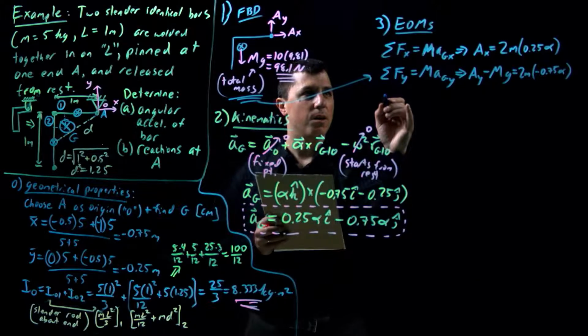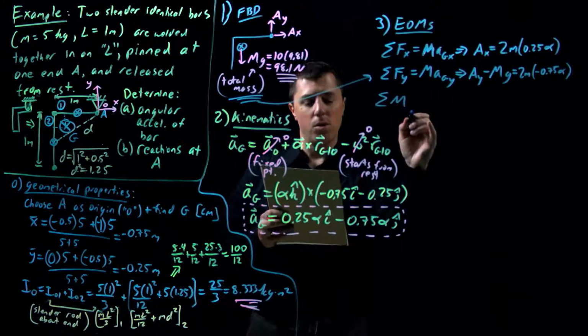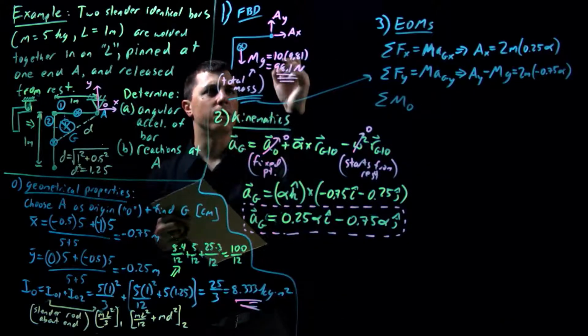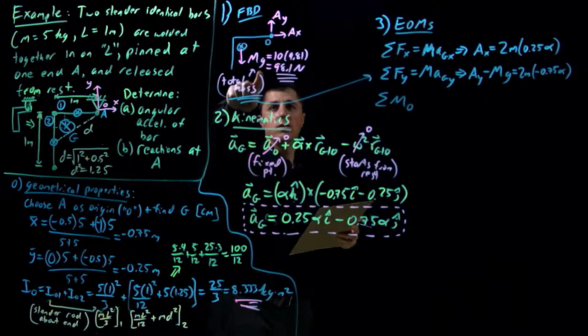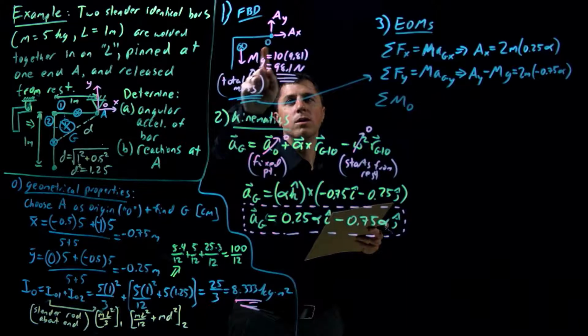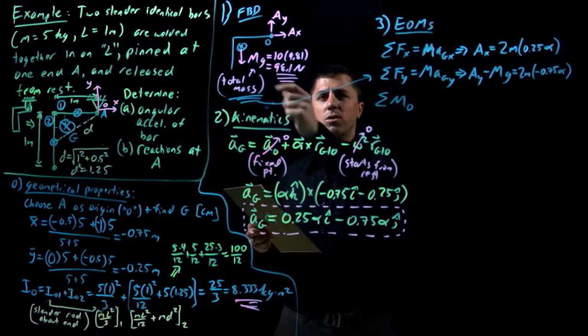So the alpha is going to come from summing the moments about point O. We're choosing to sum moments about point O here because none of these reactions have moments about point O, because their line of action is through that point. So the only moment we have is due to the weight.